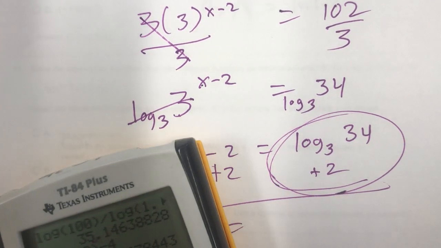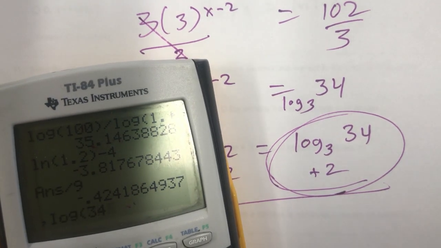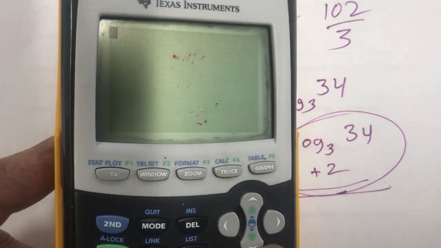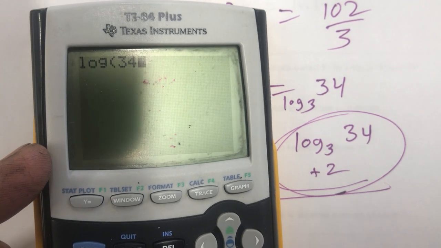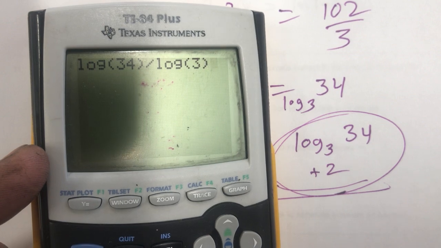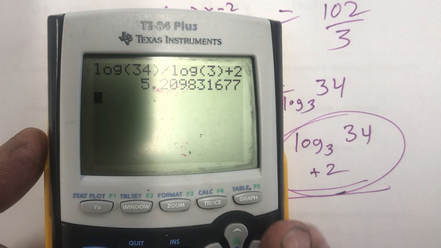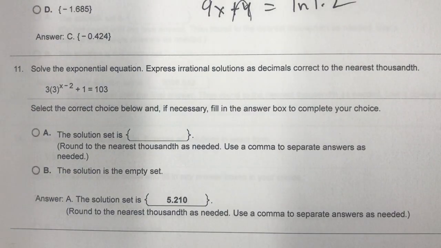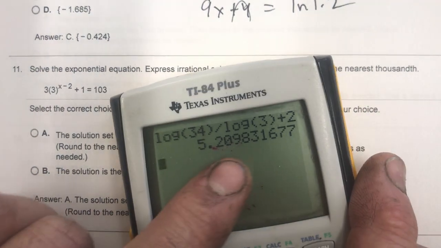So I'm going to do log 34. Okay, let me clear this off so you can see it a little better. I'm going to do log 34, close it up, divide by log 3, and then add 2. And there you go, 5.209. 5.210, it rounded up. See, the 8 makes the 9 go up to 10.